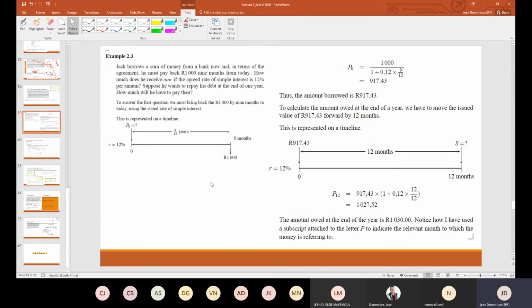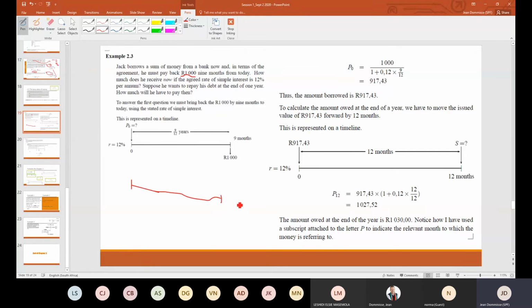So let's look at another example. I think that is also in your book, but again, I just want to show you how I would have done this, so that you can just have an idea and make it easier when you look at it. So again, I like to highlight. So I want to say Jack borrows a sum of money from a bank now, and in terms of the agreement, he must pay back 1,000 rand 9 months from today. So he's borrowing it now.